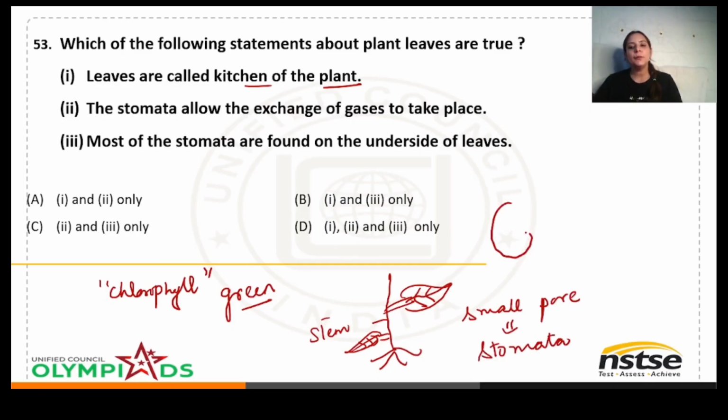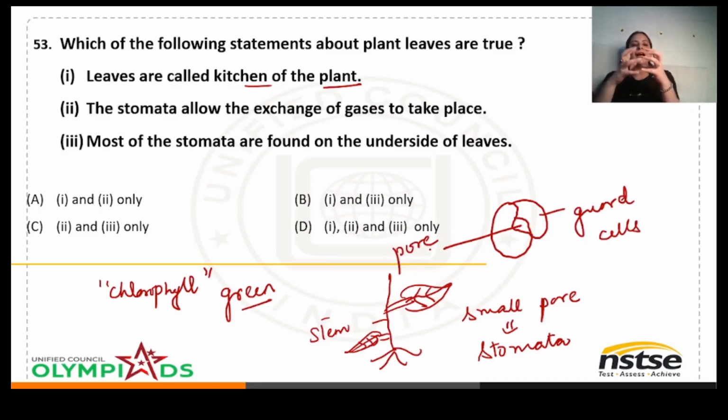And this is how the stomata looks like. It is surrounded by kidney-shaped cells called guard cells, and it encloses a pore. Whenever the guard cells get filled up with water, they get stretched and the pore opens. But when the water in the guard cells falls to a certain level, they shrink and the pore closes. And whenever the stomatal pore opens or closes, it allows exchange of gases. It allows gaseous exchange.